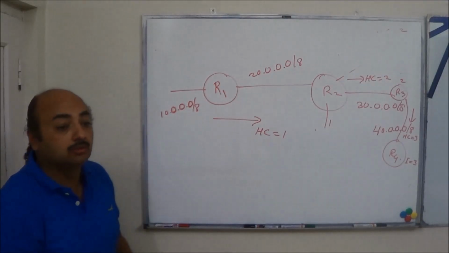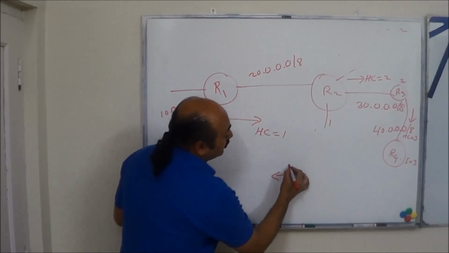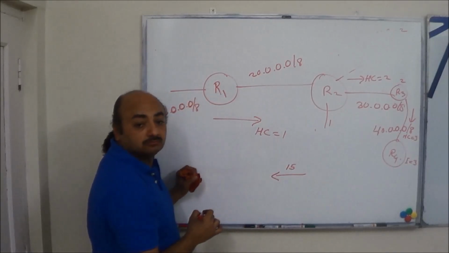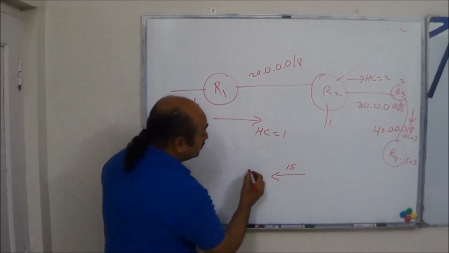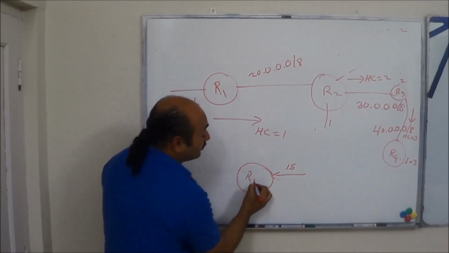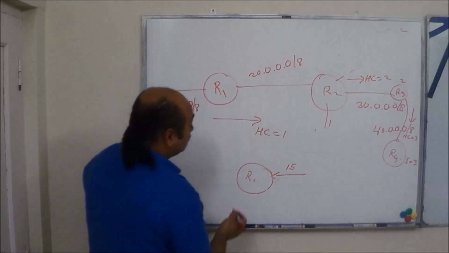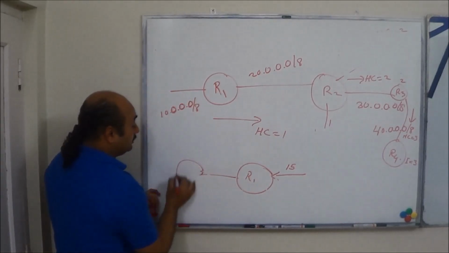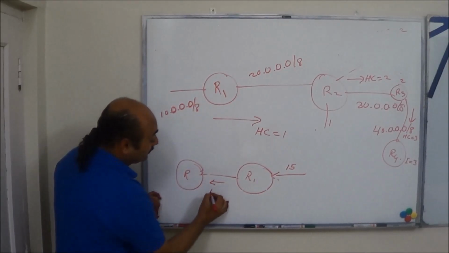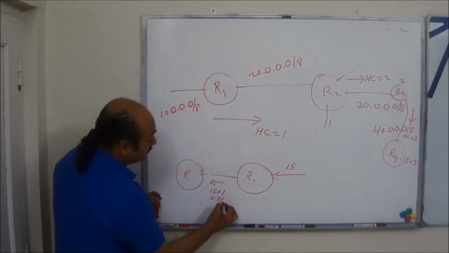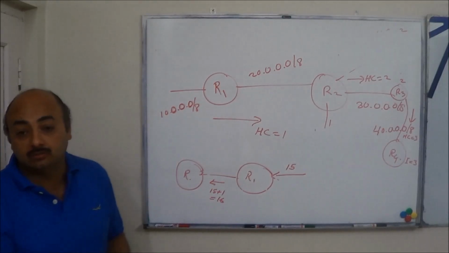So there will be a case when somebody will be advertising with a hop count of 15. As it continues to go, that particular router will install with a hop count of 15. But when it advertises to the next router, what will it advertise? 15 plus 1, 16? Or will this router ignore it, saying that this is unreachable?